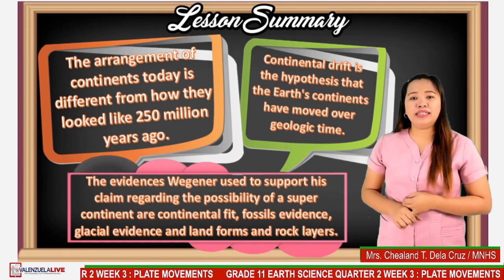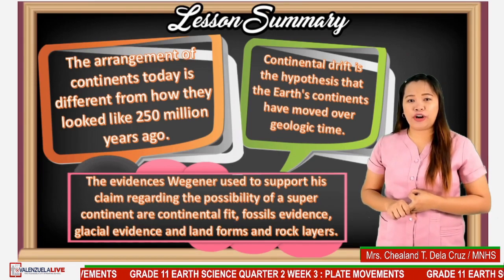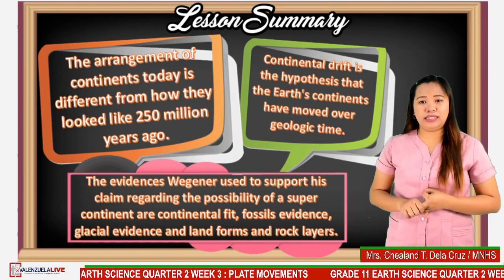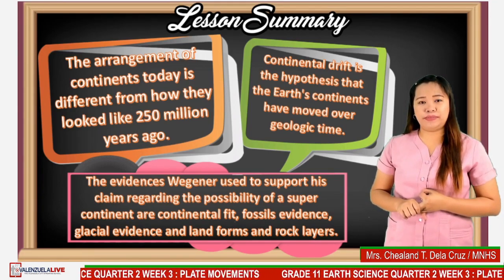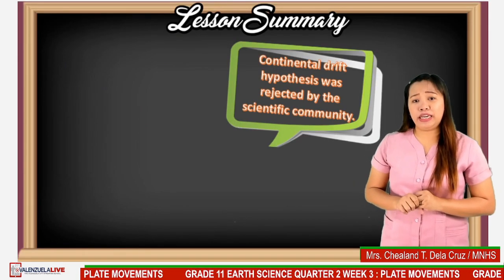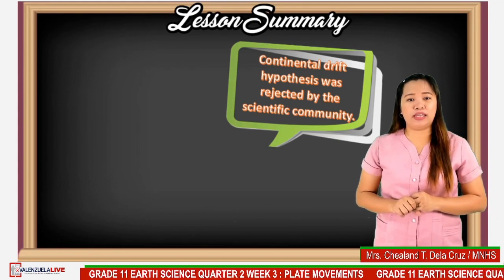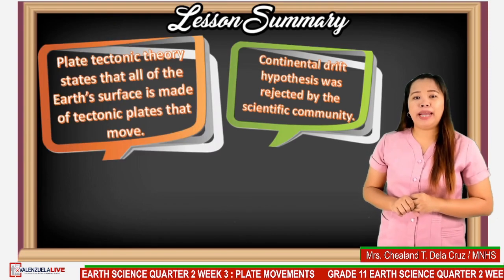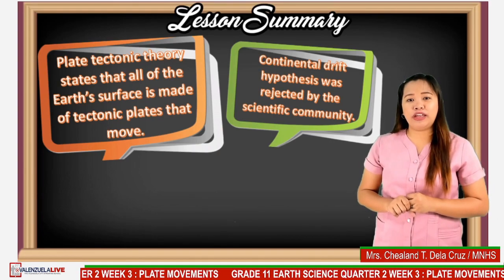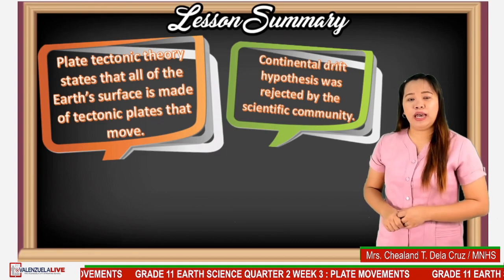Third, the evidences Wegener used to support his claim regarding the possibility of a supercontinent are continental fit, fossil evidence, glacial evidence, and landforms and rock layers. Fourth, continental drift hypothesis was rejected by the scientific community because it failed to explain the mechanism that causes the continents to move apart. Fifth, plate tectonics theory states that all of the Earth's surface is made of tectonic plates that move, causing major geologic events along the boundaries between them.